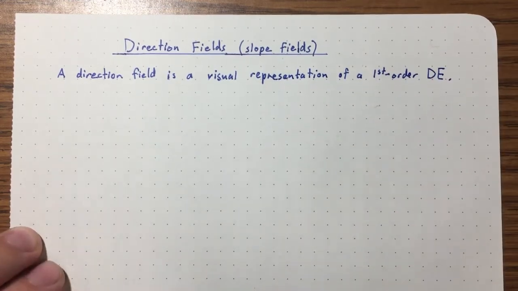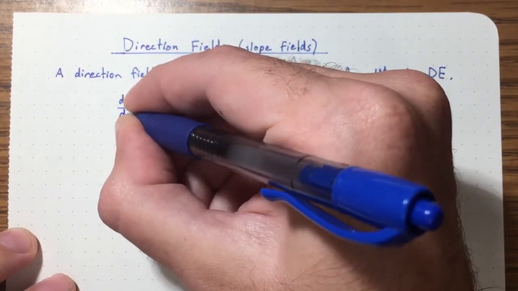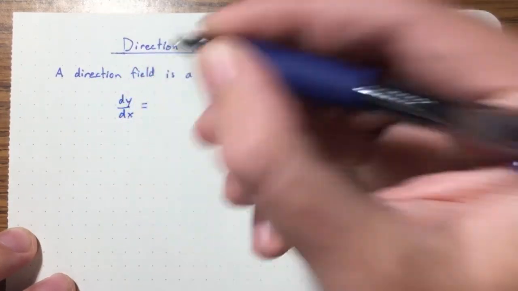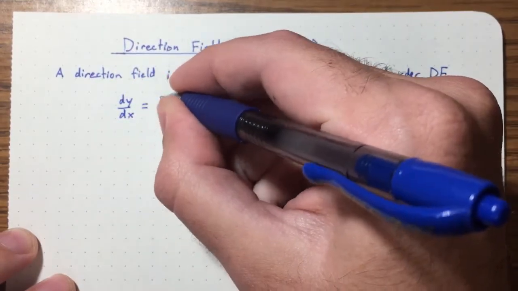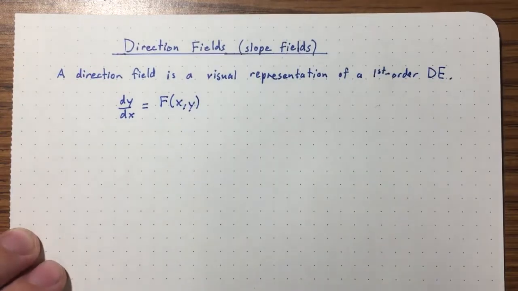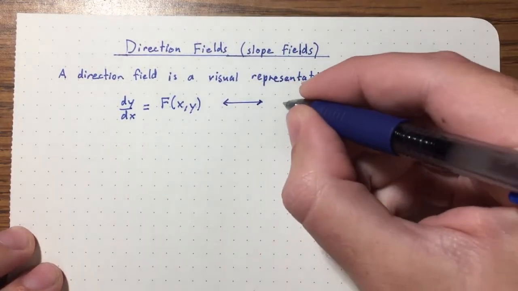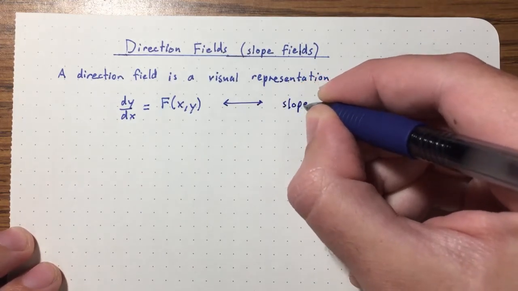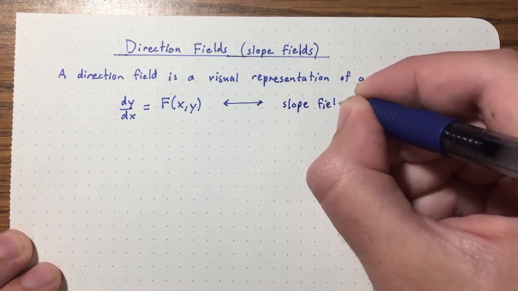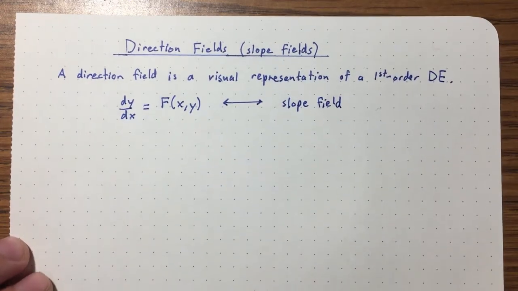Okay, so I'll say exactly what that is in a second, but the idea is if we have a differential equation that looks like this, so dy/dx equals some function of x and y, we can associate to that differential equation a slope field. Okay, so how exactly do we do this?